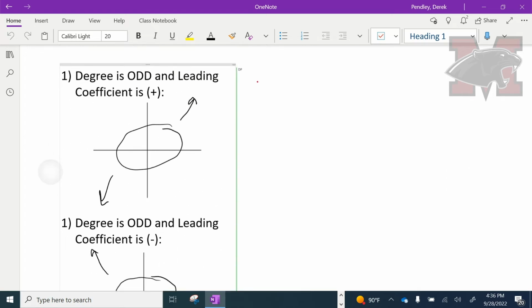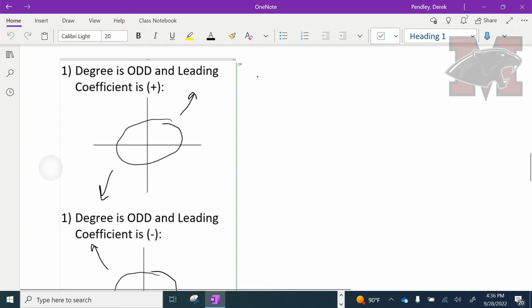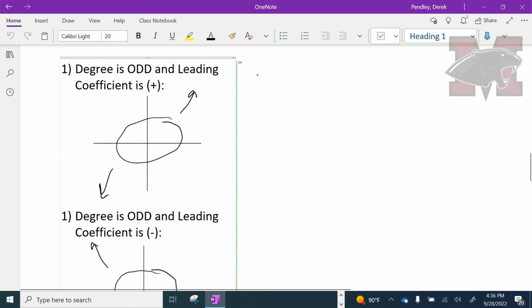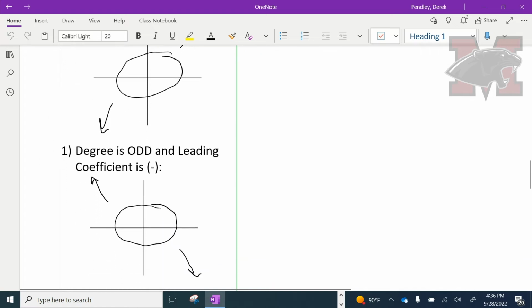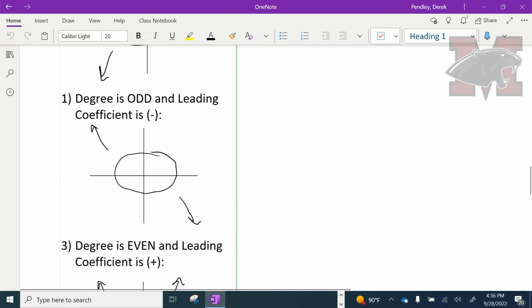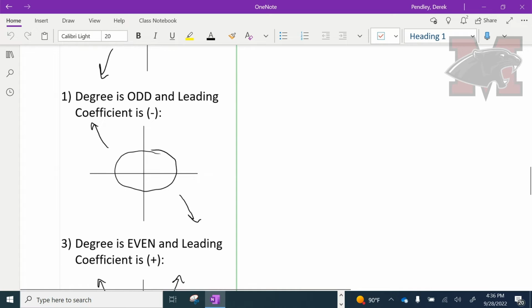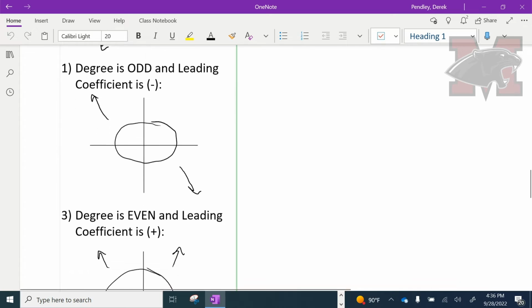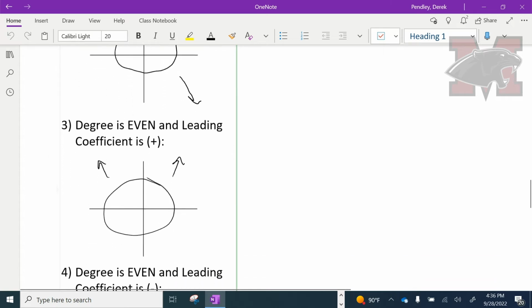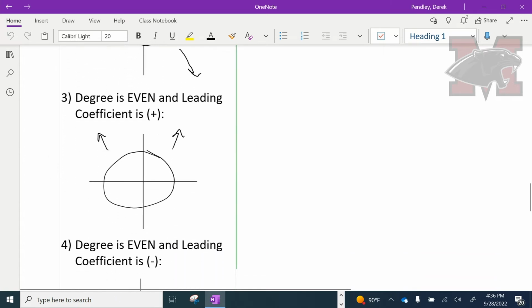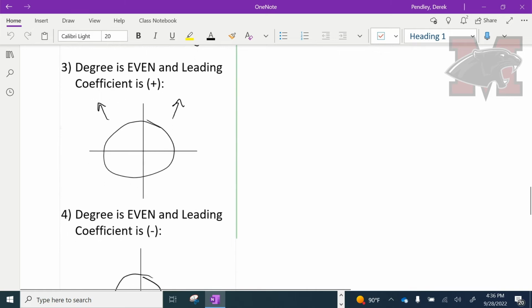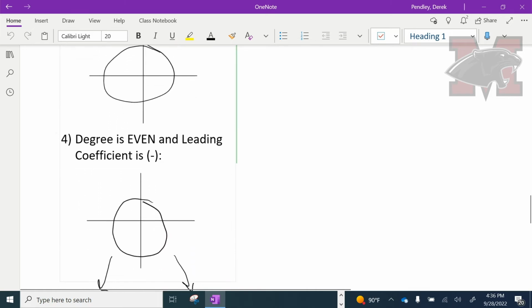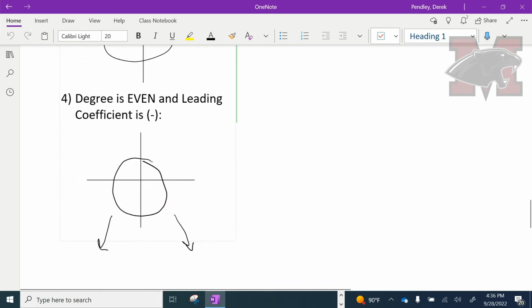If the degree is odd, but the leading coefficient's positive, its left side is going to go down, right side's going to go up. Degree is odd, the leading coefficient's negative, it does the inverse. So it goes up on the left and down on the right. When it's even, like a quadratic, like a parabola, if it's positive, it goes up. If it's negative, it goes down. That's really all you have to know about the ending parts.